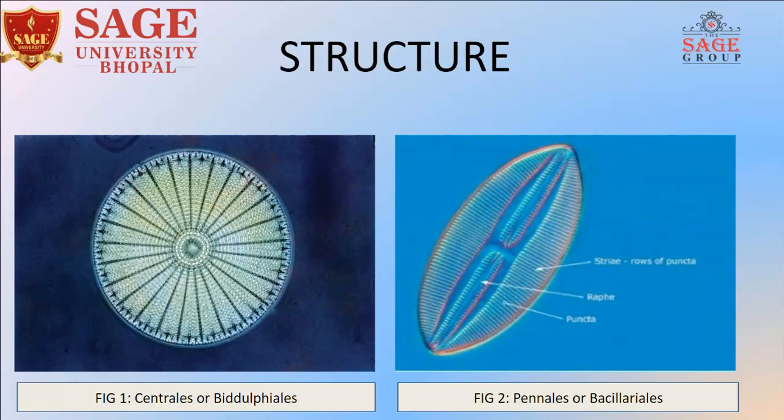Now, on the screen, you can see two different species of diatom. Figure 1 represents Centrales. Figure 2 represents Pennales. This central longitudinal section or division is known as raphe, and these structures present on the side of the diatom are known as striation. Both raphe and striation present in the diatom form the basis of their microscopic identification.